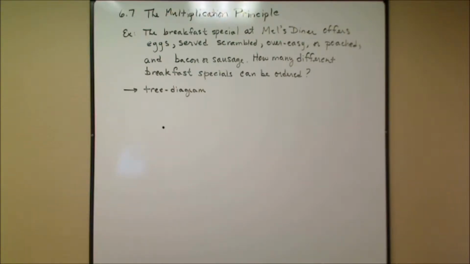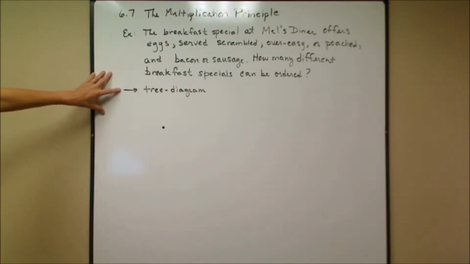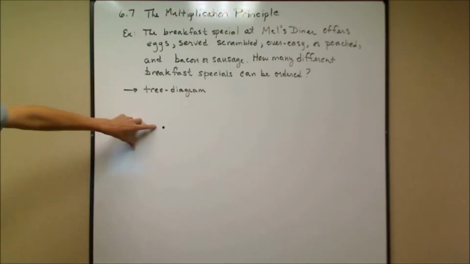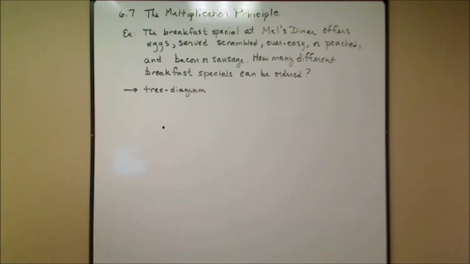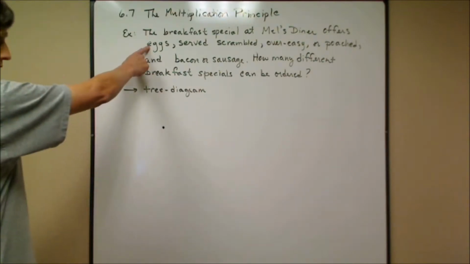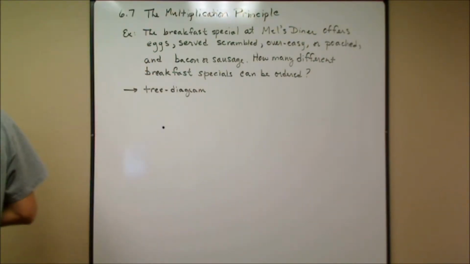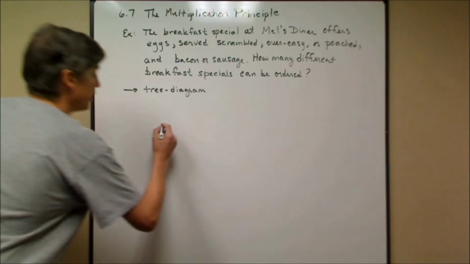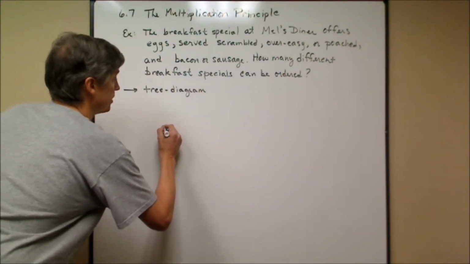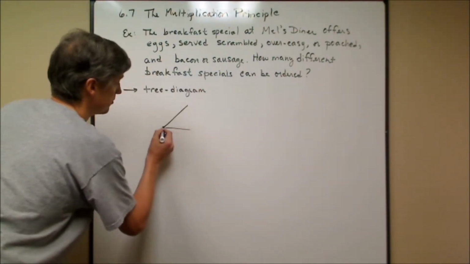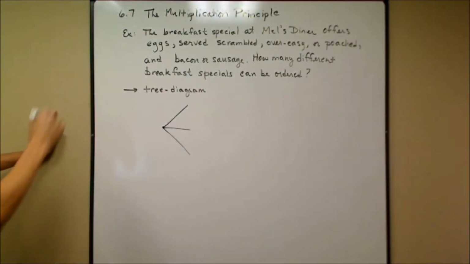The breakfast special at Mel's Diner offers eggs, served either scrambled, over easy, or poached, and bacon or sausage. How many different breakfast specials can be ordered? So we're going to use what I call a tree diagram, and it's called a tree diagram because of the way it branches out. I'm going to start out with one spot right here. My first choice would be eggs. So I'm going to write this out and branch it into three possibilities, because there are three possibilities for the eggs.